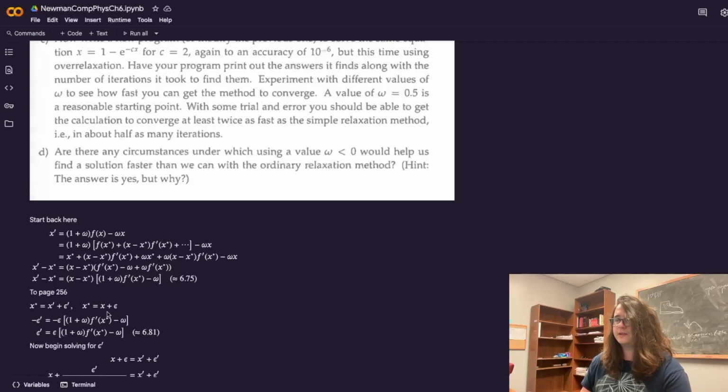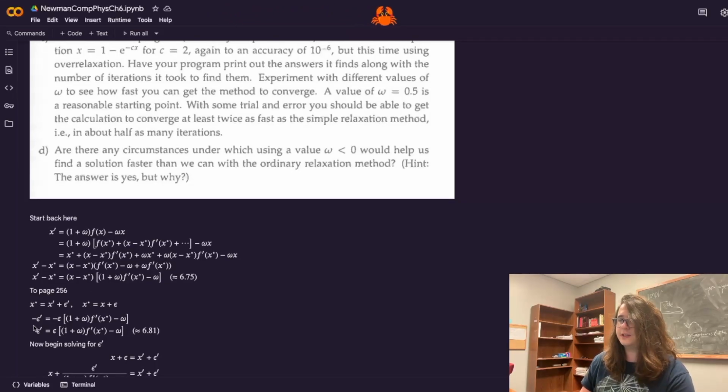Which then you can go to page 256 and define x star like they did before in the book. Use this definition of x star on the left-hand side of the equation and use this definition of x star on the right side of the equation to get this equation with minus epsilons, which you can just divide the equation by minus 1 and you get your equivalent to 6.81, right?